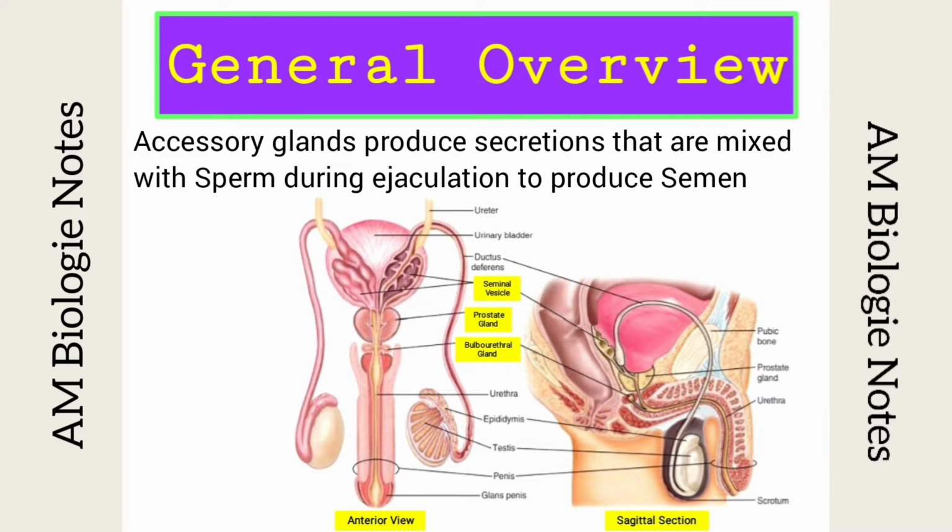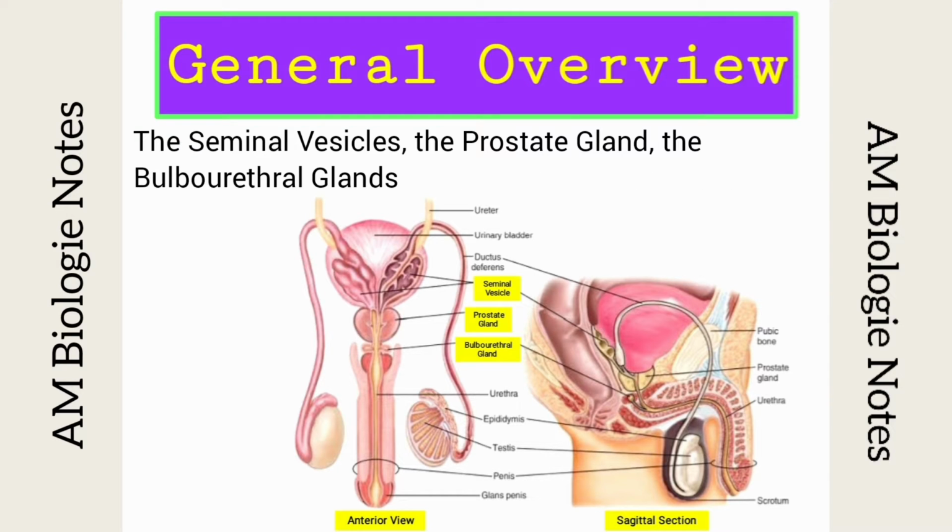The accessory glands of the male reproductive tract produce secretions that are mixed with sperm during ejaculation to produce semen and that are essential for reproduction. The accessory genital glands are the seminal vesicles, the prostate gland, and the bulbourethral glands. In this video, I will discuss the prostate gland, and it is the largest accessory sex gland in human.